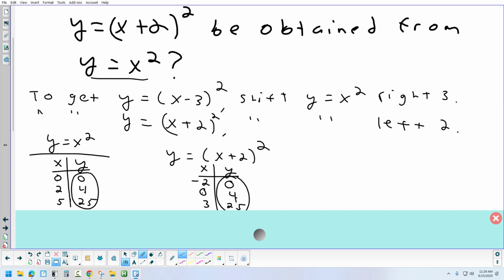So if you make a table for corresponding points, you can see to get exactly the same y values, all your x values are 2 units smaller, which moves you to the left. That's why plus 2 moves you left. That kind of makes sense?